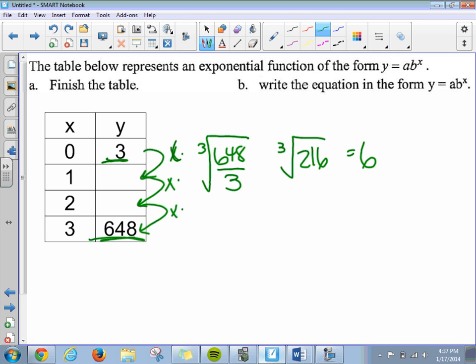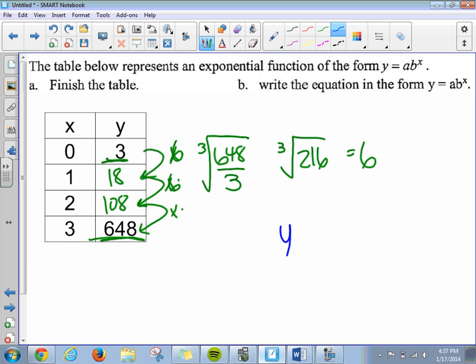So we're looking at 6, so we know that we're really just multiplying everything by 6. So we did 3 times 6 is going to give me 18. 18 times 6 gives me 108, and then we should be able to check ourselves. 108 times 6 gives me 648. So that checked out. Awesome. We filled in our table, and so now we want to write our equation.